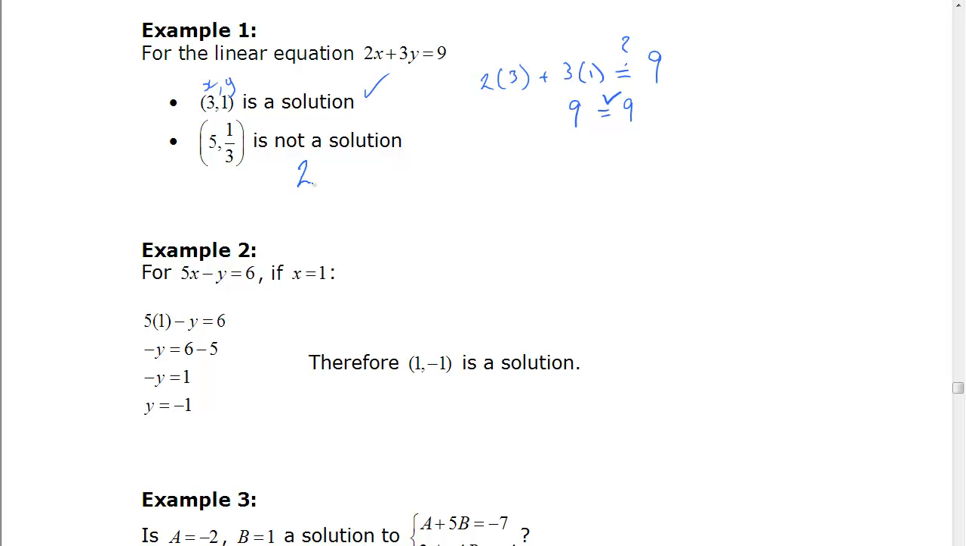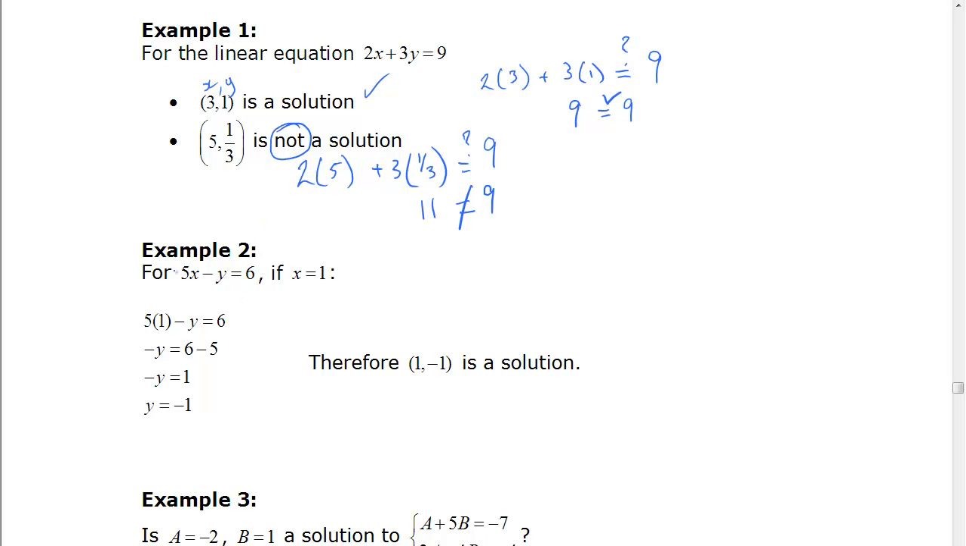This one, you can quickly see that 2 times 5 is 10, plus 3 times 1 over 3, which is 1. So 10 plus 1 is 11. We're trying to see, does that equal 9 from up here? So 11 does not equal 9. So this is not a solution. And that's what we do to check solutions.